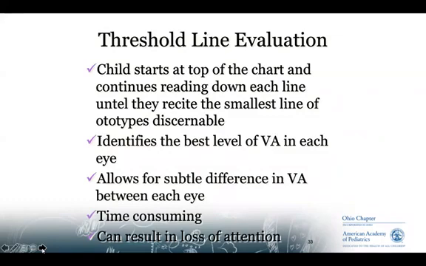What's the threshold line evaluation? Well, the child starts at the top of the chart and continues reading down each line until they recite the smallest line of optotypes that are discernible. This identifies the best level of visual acuity in each eye, and it allows for subtle difference in visual acuity between each eye. It is time consuming. You need to warn your staff if they've not done this before, and it can result in loss of attention, especially in the younger kids.